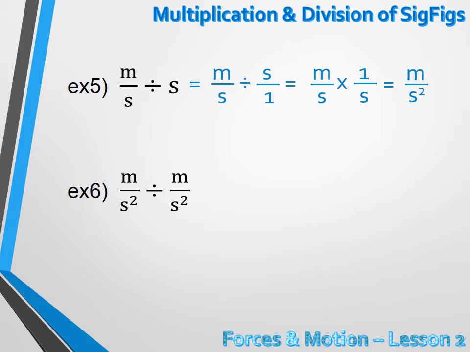Now if I had meters per second squared divided by meters per second squared, again, I would write the reciprocal of the second fraction, so I change it to multiplied by seconds squared over meters. Seconds squared and seconds squared will factor out, meters and meters will factor out, and in this situation, I would wind up with a number being calculated that has no unit.